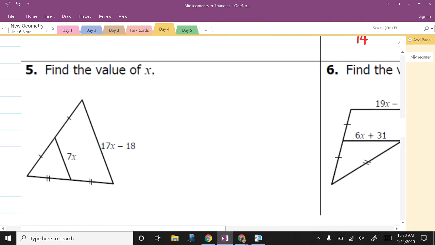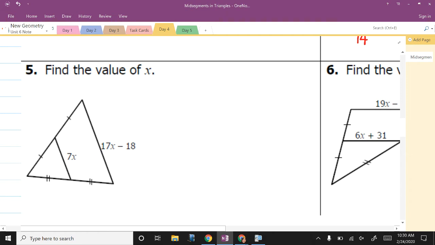All right, now we get to do some algebra on number 5. Find the value of x. Well, this length right here, 7x, is a mid-segment, isn't it? How do I know it's a mid-segment? Because these are congruent sides and these are congruent. So that tells me it's going through the midpoints. All right. So how can I set up an equation?